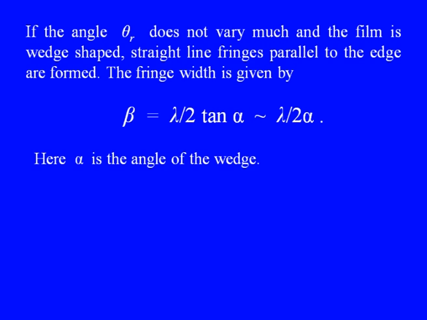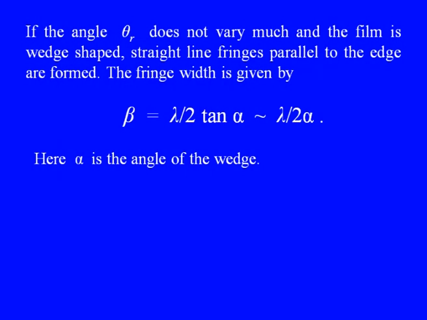Now, suppose theta r does not vary much, suppose the light is almost a parallel beam, and the film is wedge shaped. Then naturally straight line fringes parallel to the edge are formed. The fringe width in this case is given by lambda divided by 2 tan alpha. Alpha is the angle of the wedge, and if this angle is small, tan alpha can be approximated by alpha. So, the fringe width is lambda upon 2 alpha. We are assuming that the film is an air film.